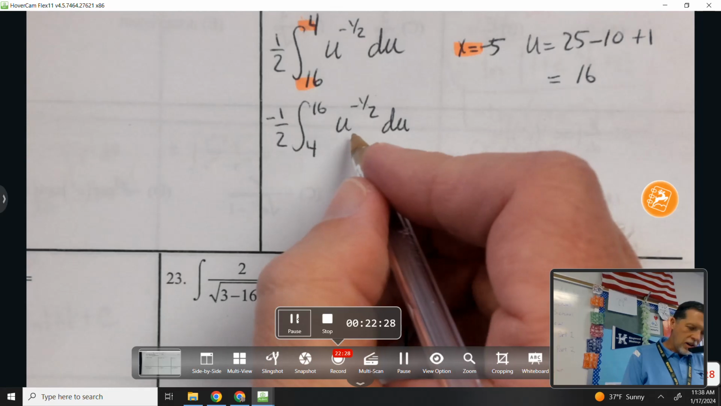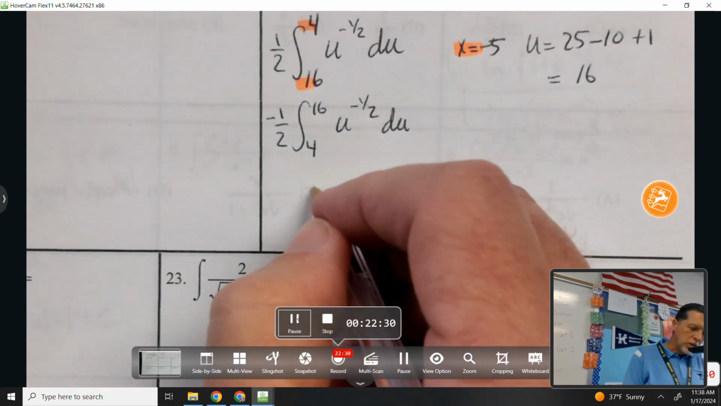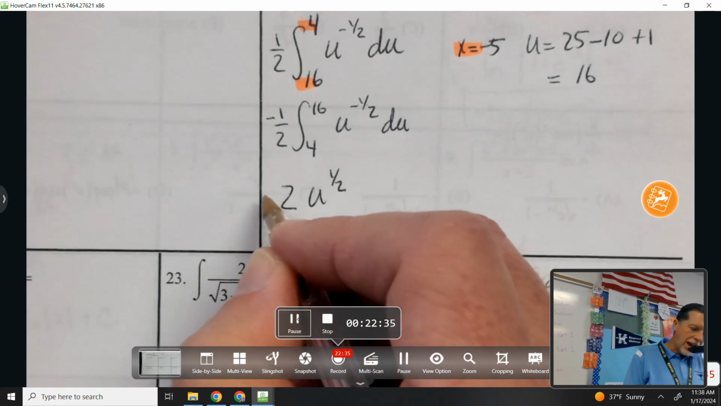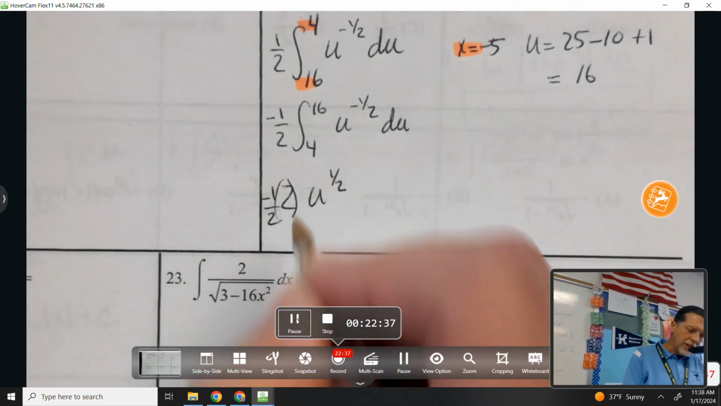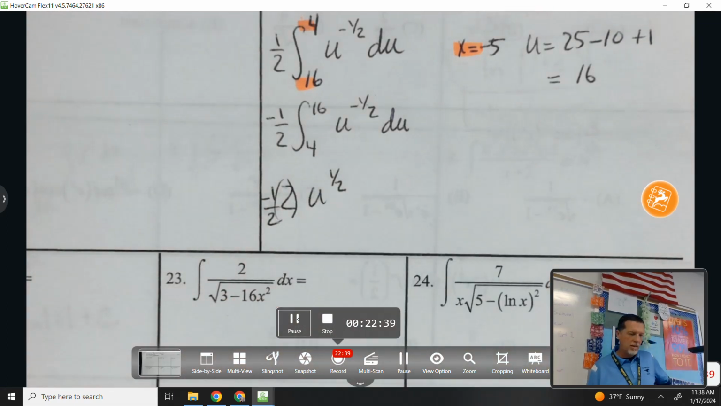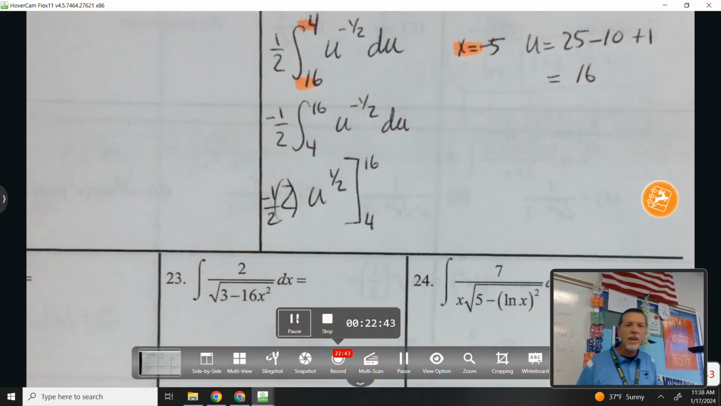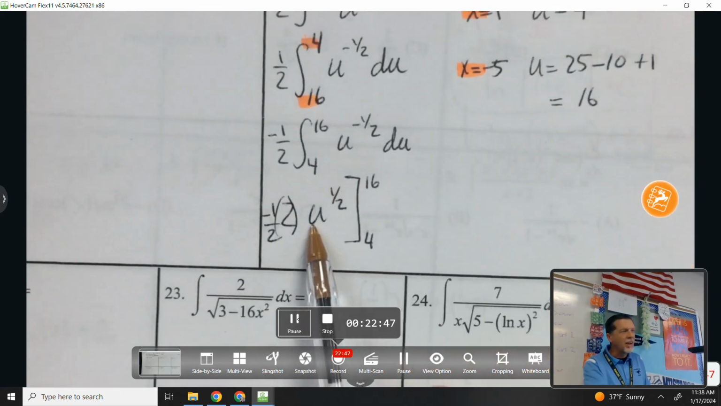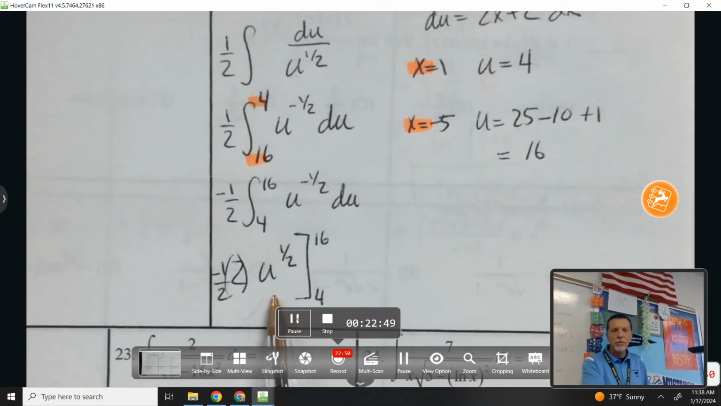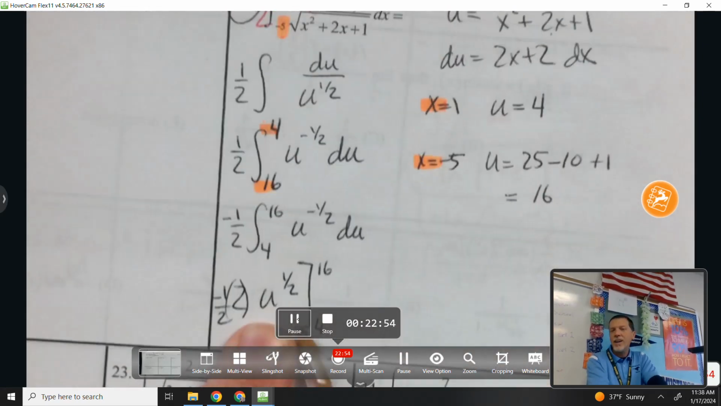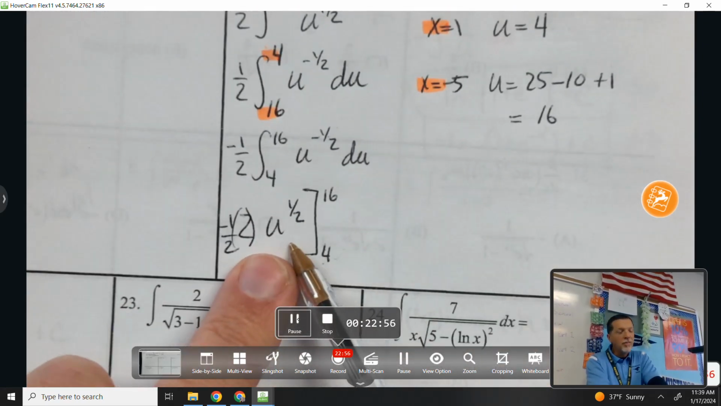Okay, power rule. So u to the 1/2, divide by 1/2. Don't forget the negative 1/2 out front. And I've switched everything to u, so I can keep using the 4 and the 16. And I don't want to put the x stuff back in there. That's another thing that people do. They switch the limits to the u things, but then they put the x stuff back in, which would be fine if they then switched it back to x limits.